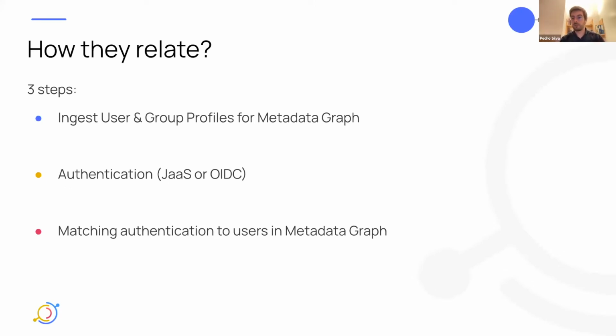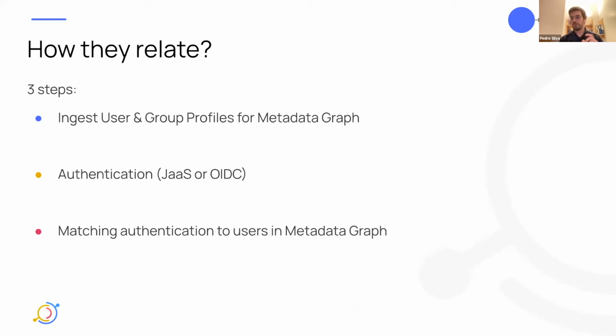So how do they relate? There are essentially 3 steps here, and I've color coded them so that you can relate them afterwards if needed. An initial step is how you ingest user and group information into DataHub from a metadata graph perspective. So how you can have the notion of users correlate to other entities that you might have in your deployment.